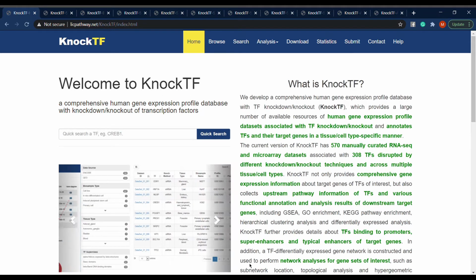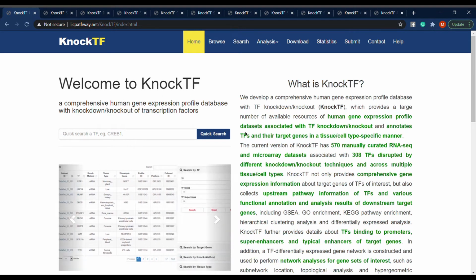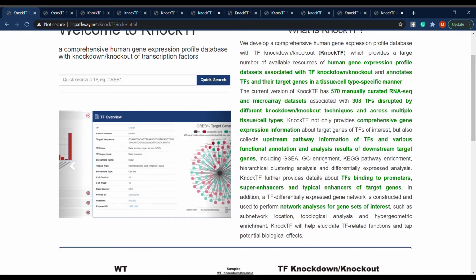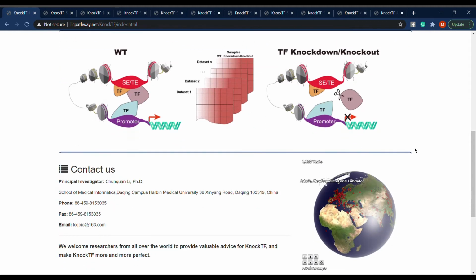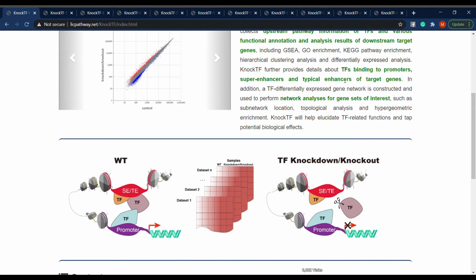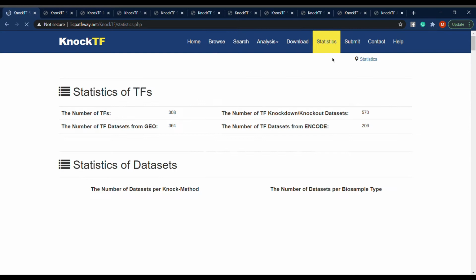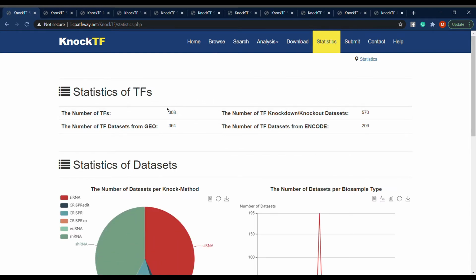Today I'll be showing you how to use KnockTF. KnockTF is a secondary, manually annotated database that contains information about human transcription factors and their effects on gene expression. The database consists of 570 transcription factor (TF) datasets for 308 different TFs.